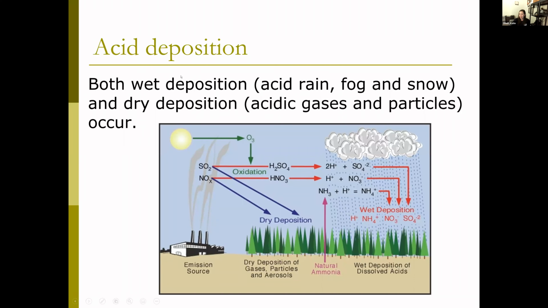So anything that's liquid going down to the earth is wet deposition, but you can also have gas particles directly settling onto the earth, coming out of the atmosphere. That's dry deposition. Wet deposition versus dry deposition.